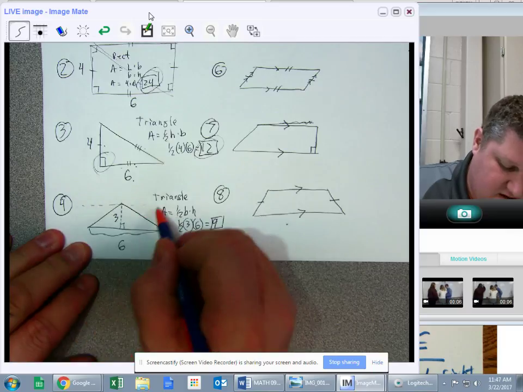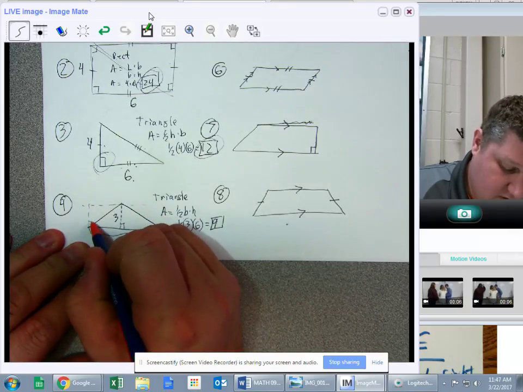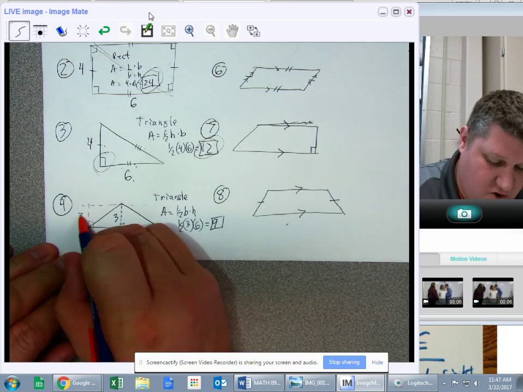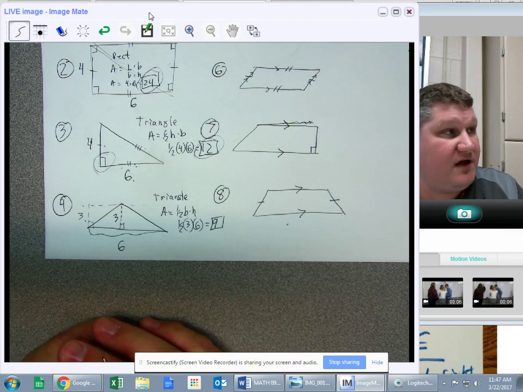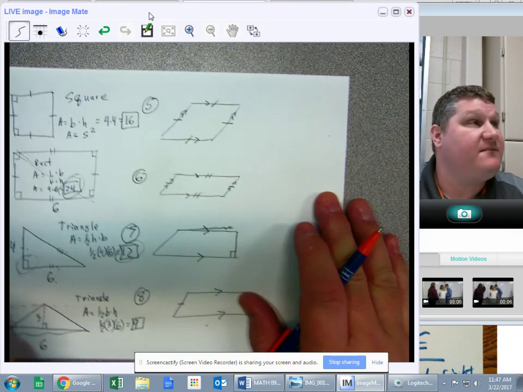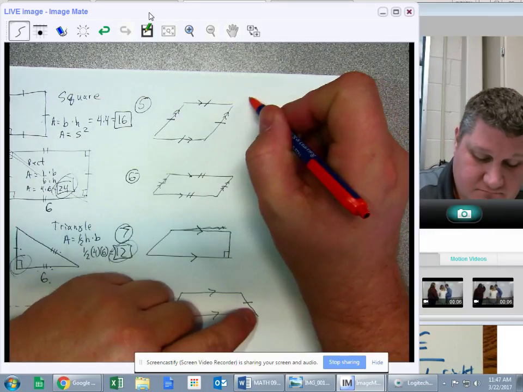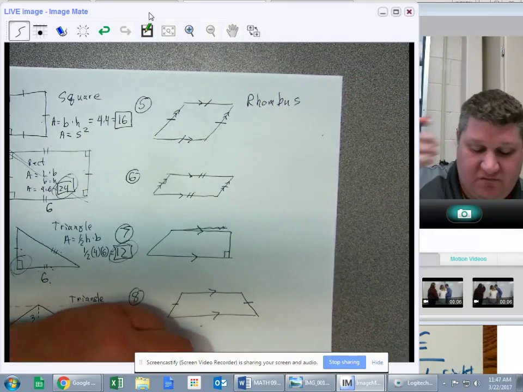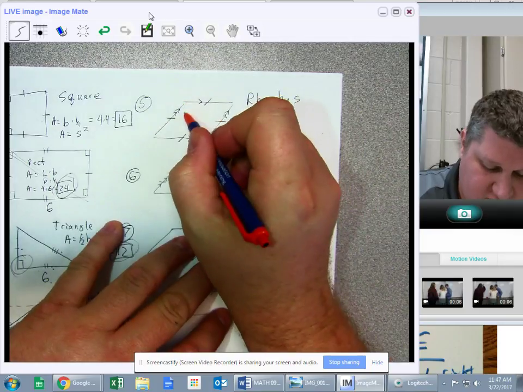Sometimes the book will do this. And they'll give you little dotted lines to tell you what the overall height is, and they'll put it out here rather than down the middle. Okay, what shape is number 5? Rhombus. A rhombus. Now, for this rhombus, let's give it to you this way.